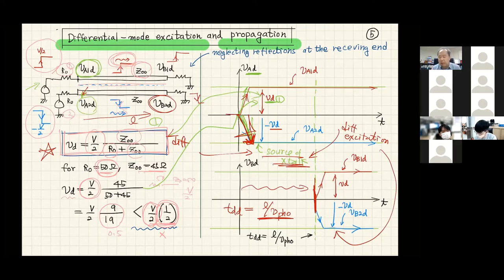So anyway, I'd like to remind you that we have two lines and we are having a single step. Actually, because of mode decomposition, we're going to generate the differential mode at the adjacent line, and that has a negative voltage step. That is a very interesting part of the crosstalk, and that is becoming the source of the crosstalk.